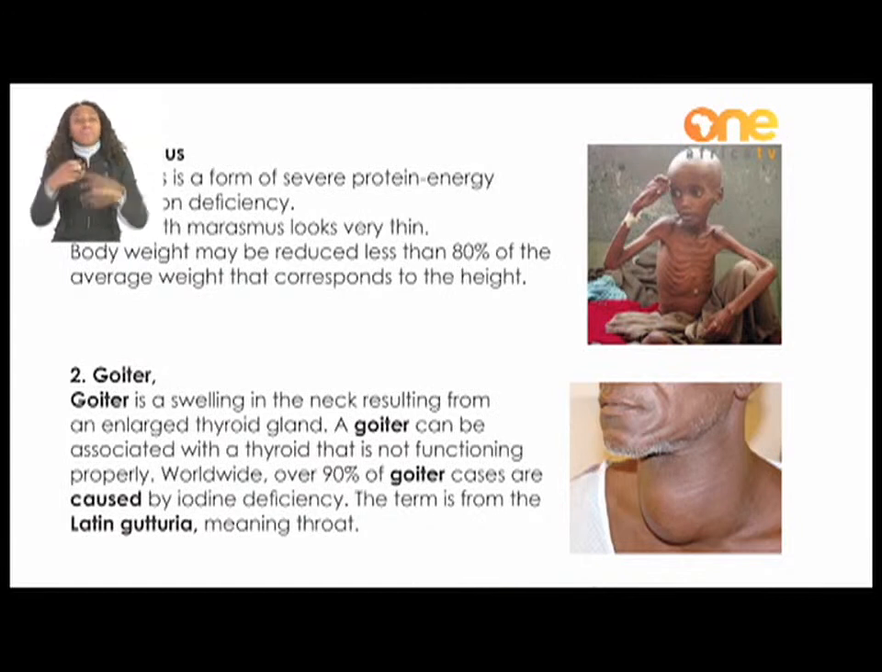And the symptom of goiter is the swelling of the thyroid gland that you have in your neck. So meaning your Adam's apple will grow larger. So when you see that, then you must know that you are suffering from goiter, or somebody is suffering from goiter. So this word goiter is borrowed from the throat.